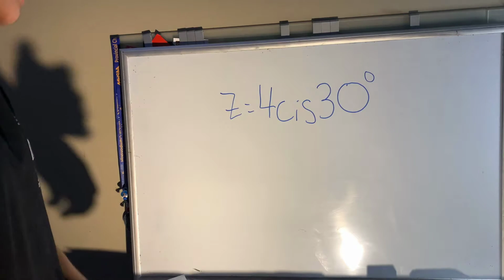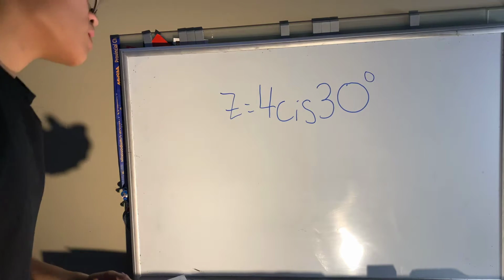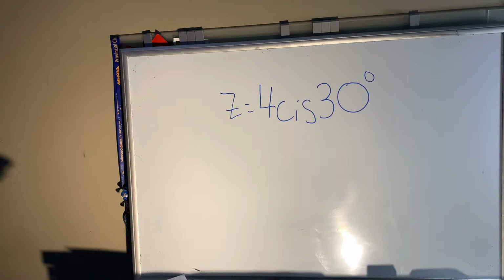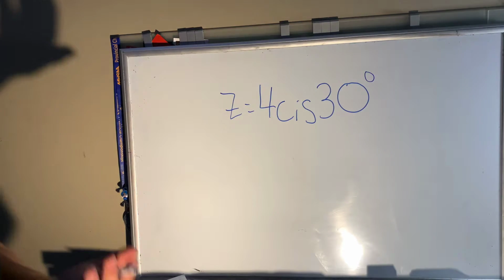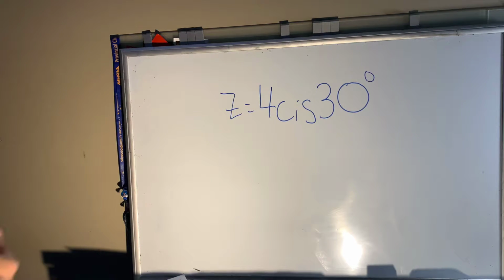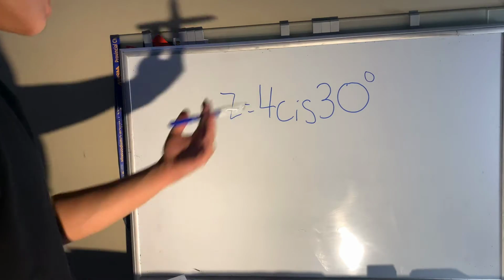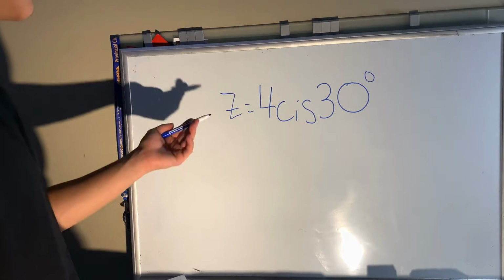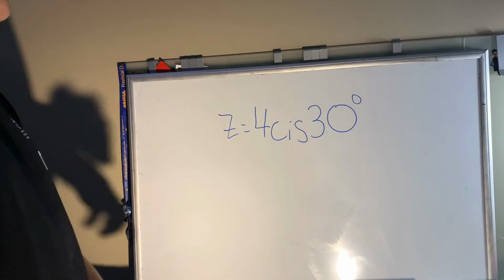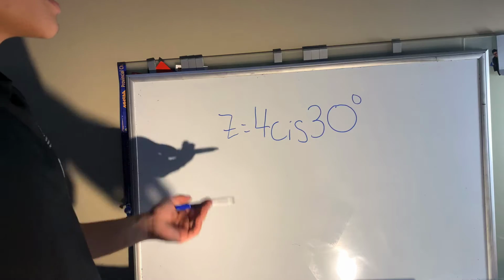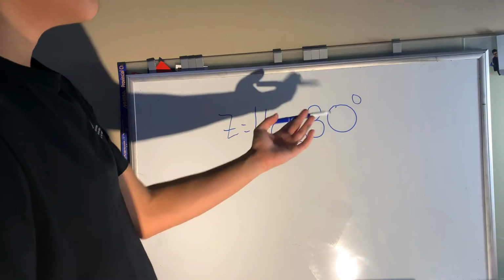So instead of finding the polar form of a complex number, now we're trying to find the rectangular form of a complex number right here. Z equals 4 cis 30. How do we solve this exactly? Well, let's look at it for a second. This is practically r cis theta.